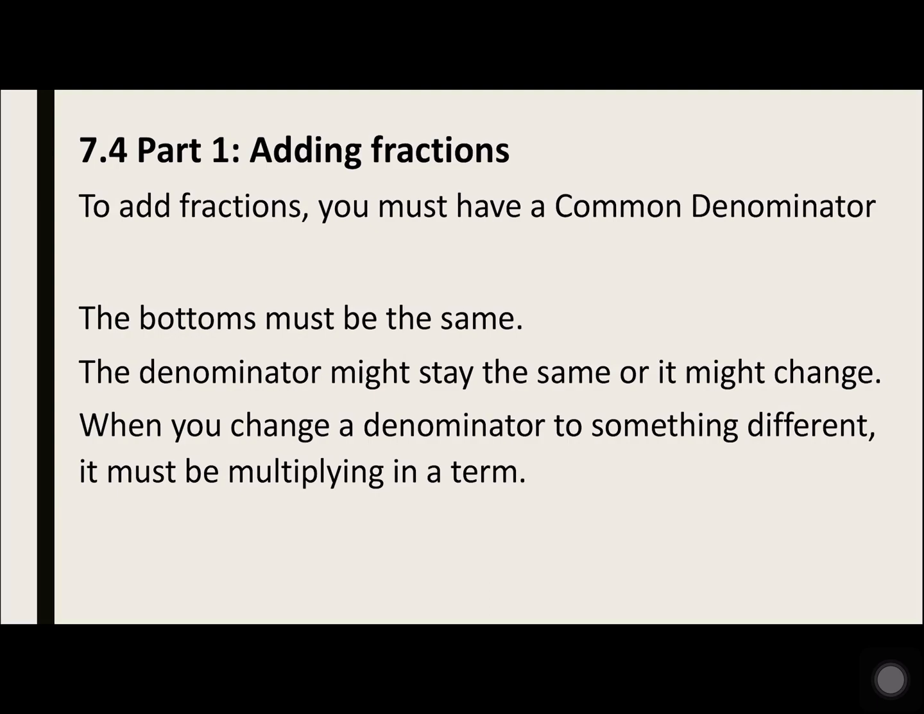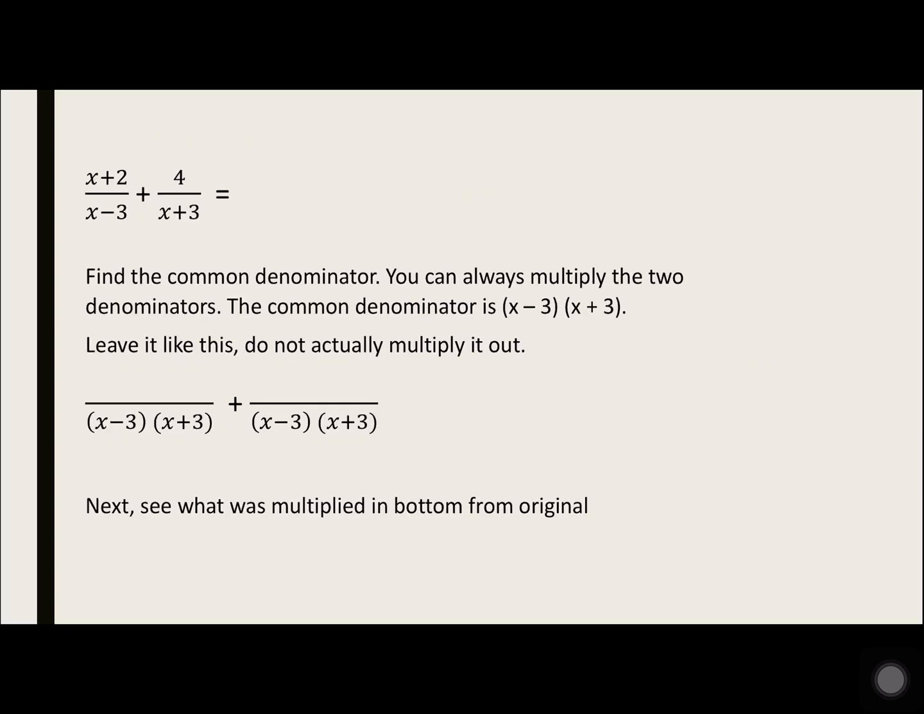7.4 Part 1: Adding Fractions. To add fractions, you must have a common denominator. The bottoms must be the same. The denominator might stay the same or it might change. When you change a denominator to something different, it must be by multiplying in a term. That's the only thing you can do to change a denominator: multiply.